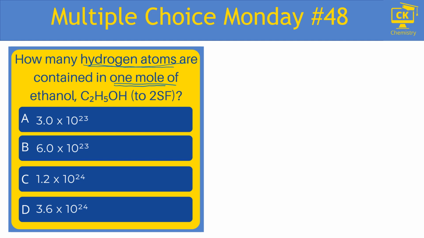So, a mole corresponds to the smallest whole particle of a substance. So what that means is that for 1 mole of ethanol molecules, how many hydrogen atoms are there? So what we need to know is how many hydrogen atoms are there per molecule. So in 1 molecule, there are 6 hydrogen atoms.